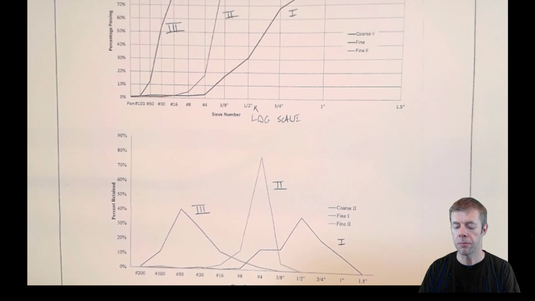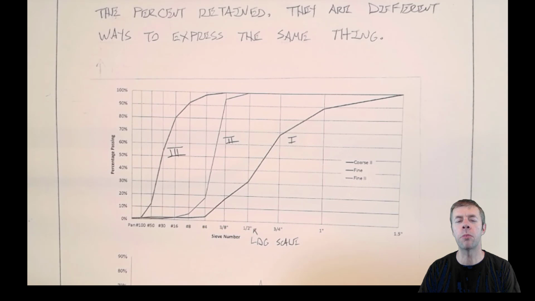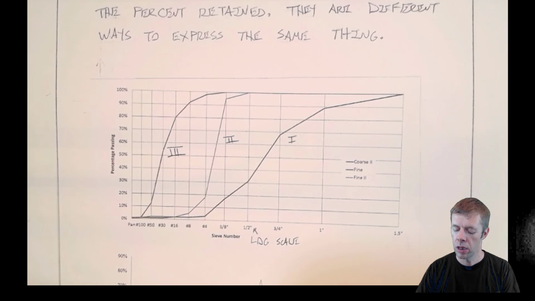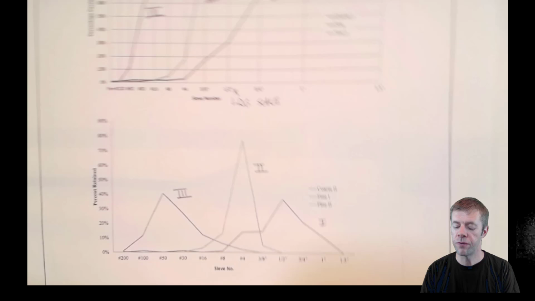Let's keep going. Let's look at the number 30. Number 30 here says 50% is passing through the number 30. It means 50% is below the number 30, but we don't really know what it is. Is it caught on the 50? Is it caught on the 100? Is it caught on the 200? We don't really know. But if you come down and look here, again, it just says 50% is below this point. And again, this is the true gradation. This is one reason why I'm a big fan of percent retained.